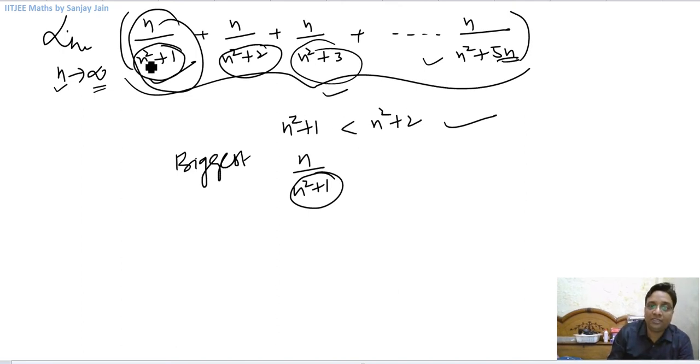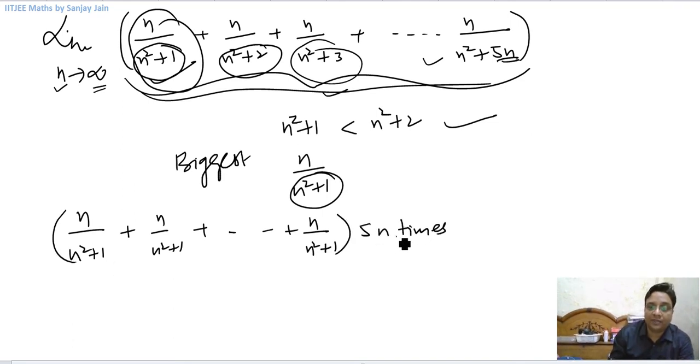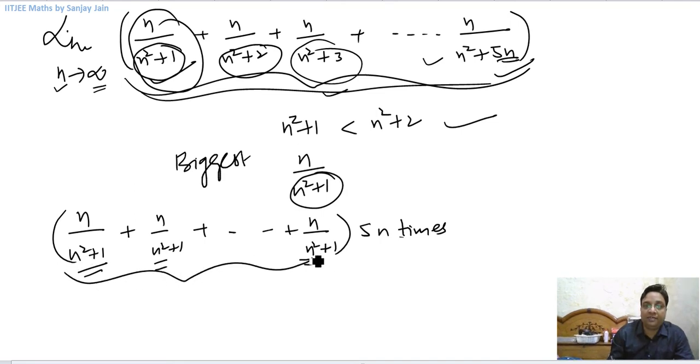So if I want to make a function bigger than this one, what I can do is take n over n square plus 1 plus n over n square plus 1 and so on. How many times? 5n times, because there are 5n terms here. So let me take this term 5n times. Now this is definitely greater than the given expression.